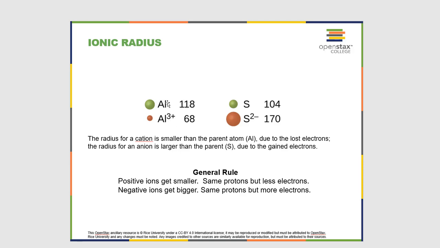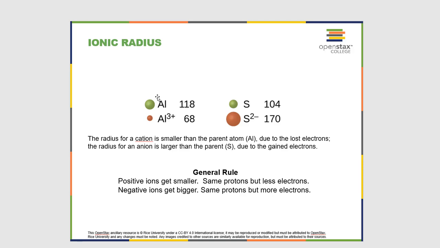In the positive case, you can think of it two different ways. In the case of aluminum going to aluminum 3 plus, it actually loses all of its electrons in n equals 3. So it has one less shell, so it gets smaller. Or another way of thinking about it is that if in neutral aluminum there's 13 protons pulling on 13 electrons, in aluminum 3 plus there's 13 protons pulling on 10 electrons, so it can pull them in much smaller.